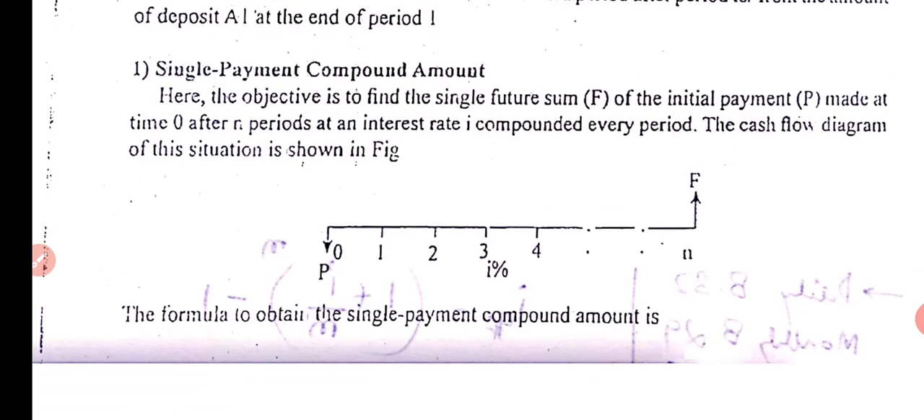Now, single payment compound amount. As I said, single payment compound amount is like a fixed deposit. You pay today, and after some time, at some interest rate, what will be the future amount. So you know P, you know the interest rate, you know the period, you are going to find out F.